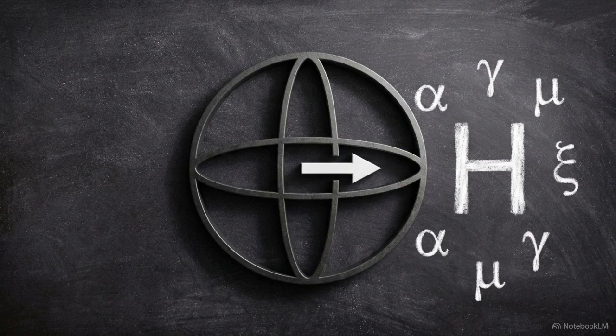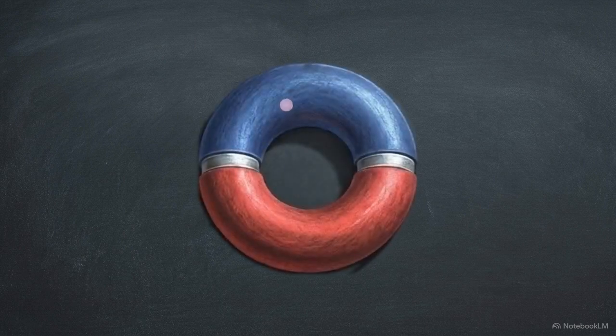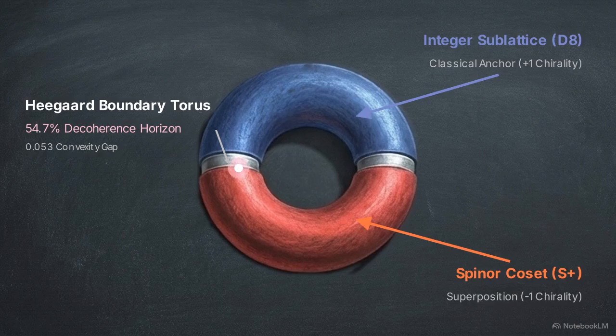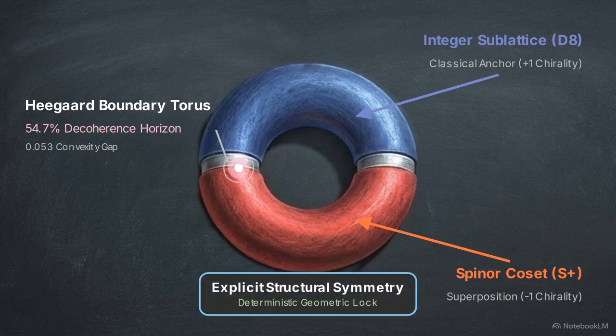In traditional gate-based models, a Hadamard gate is used to create a state of superposition. The XCTP compiler instead maps the target vector onto the Heegaard boundary torus. This boundary sits at the 54.7% decoherence horizon. This horizon separates the integer sublattice, or D8, from the spinor coset, known as S+. Superposition is handled as explicit structural symmetry rather than a probability.